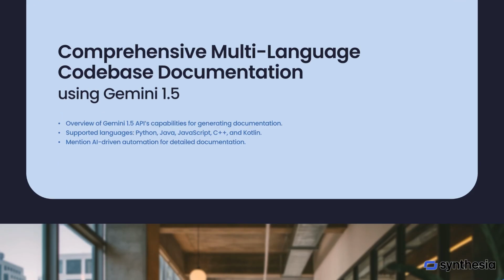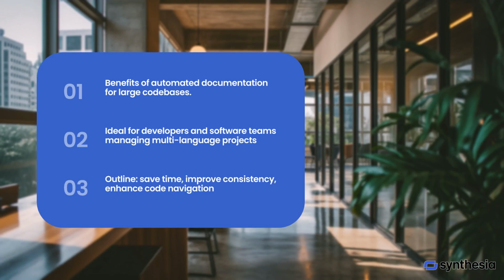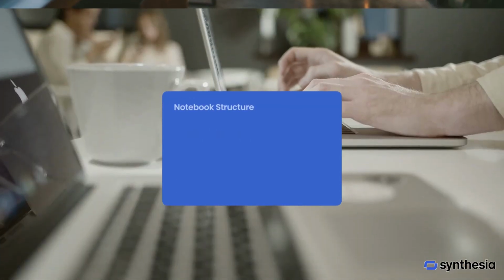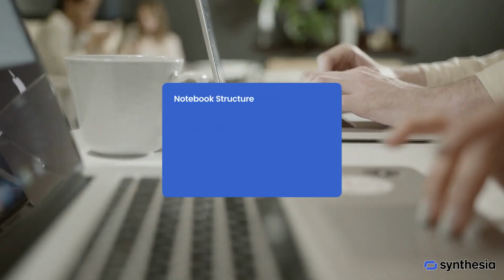This tutorial is designed to help developers and software teams who are working with large code bases across multiple programming languages. The Gemini 1.5 API allows you to automatically generate documentation, saving you time and effort while maintaining the quality and consistency of your project documentation. The tutorial will show how to organize and structure this documentation in a user-friendly way, helping developers better navigate their code. In this notebook, we'll follow a structured approach.